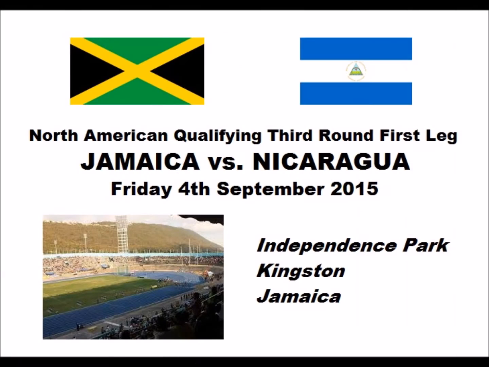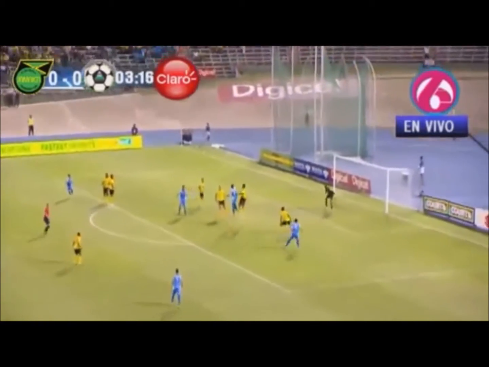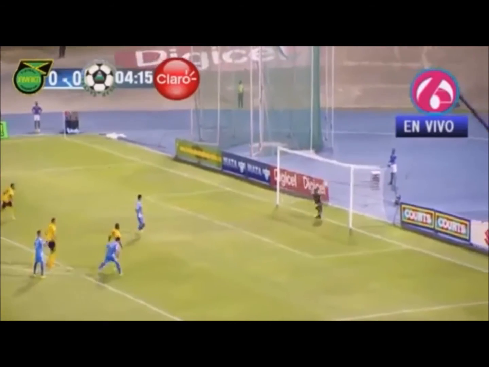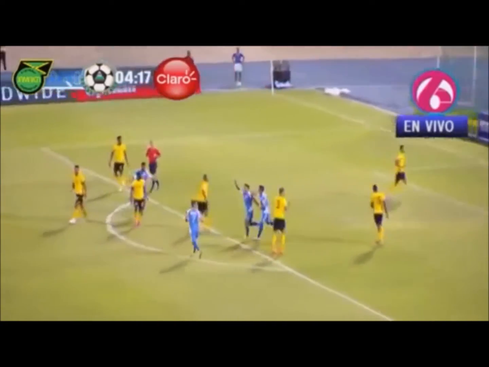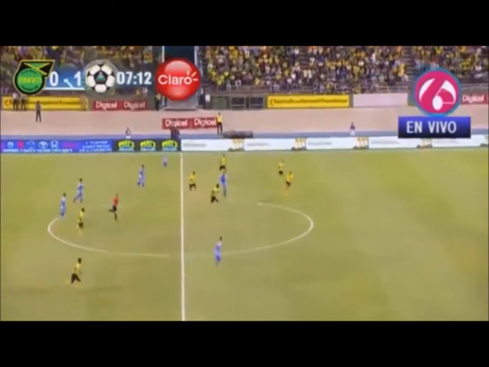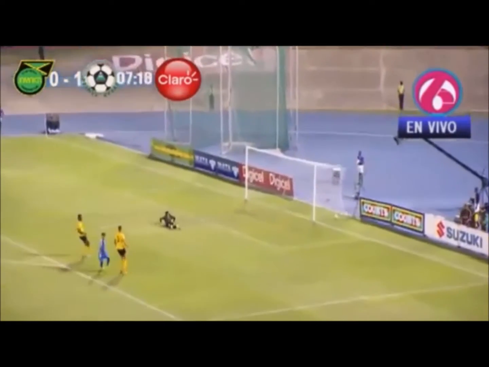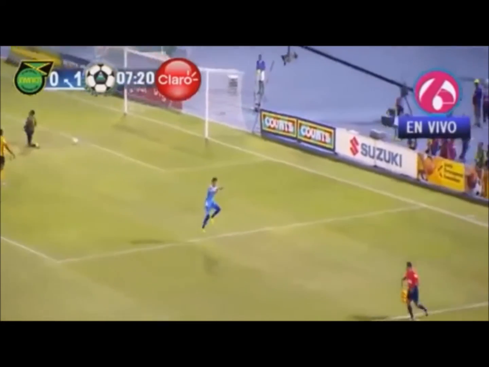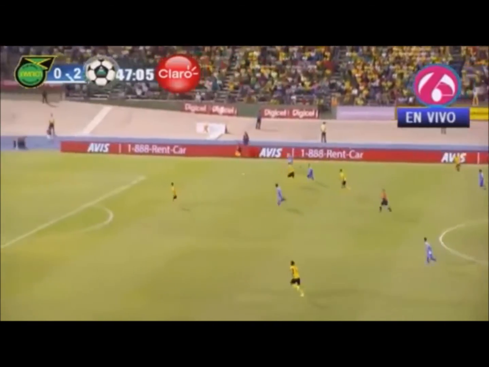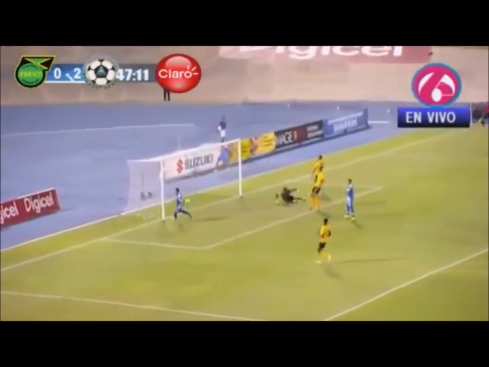CONCACAF Gold Cup finalists Jamaica opened their World Cup campaign against Nicaragua at Independence Park in Kingston. They gave away a penalty in the 5th minute, which was scored by Rosas. It went from bad to worse for Jamaica only 3 minutes later when Chavarria got Nicaragua's second. The Nicaraguan commentators were going mental, and with good reason. Plus, the shock was truly on the cards in the 48th minute when Galliano made it 3-0.